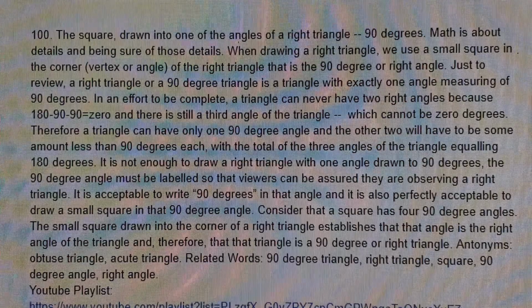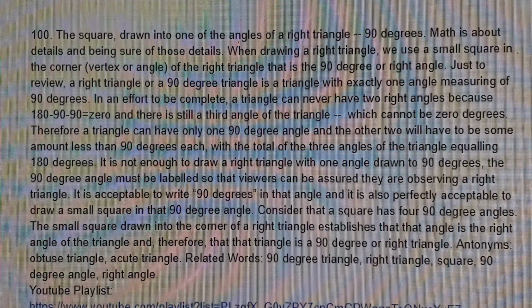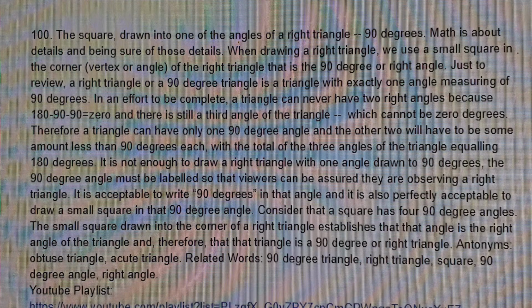It is not enough to draw a right triangle with one angle drawn to 90 degrees. The 90-degree angle must be labeled so that viewers can be assured they are observing a right triangle. It is acceptable to write, quote, 90 degrees, end quote, in that angle, and it is also perfectly acceptable to draw a small square in that 90-degree angle.